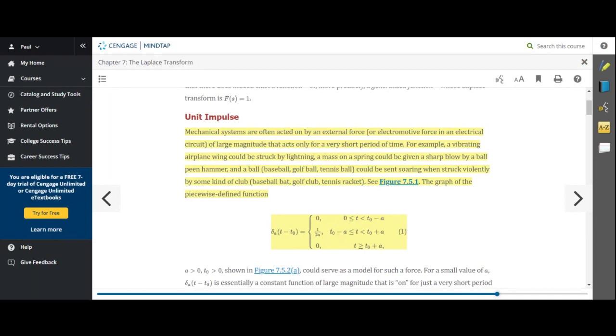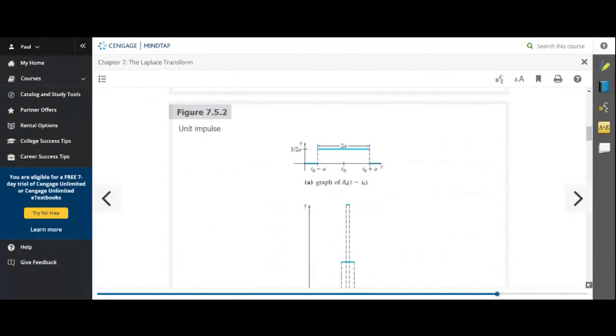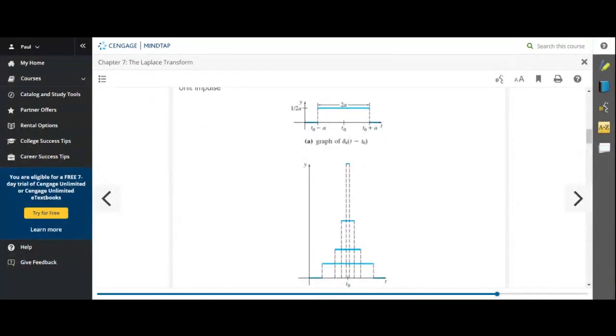This delta function is equal to 0 when t is less than t sub 0 minus a. It equals 1 over 2a when t is between t sub 0 minus a and t sub 0 plus a, and a is some unit of time. Then it equals 0 when t is greater than or equal to t sub 0 plus a. So graphically, this is what the unit impulse function looks like.